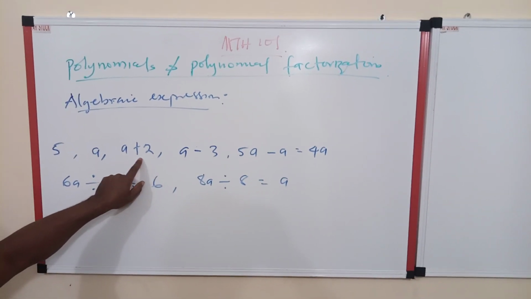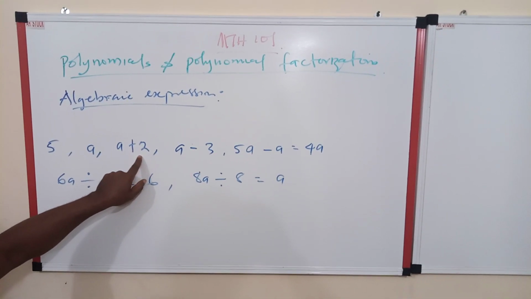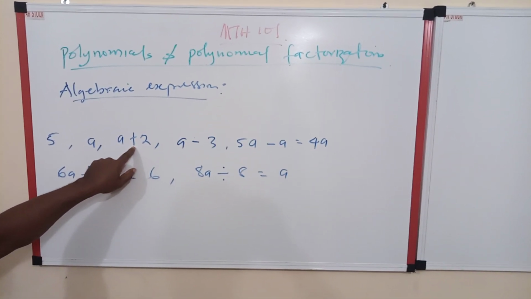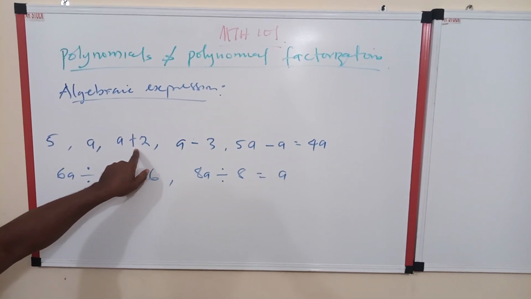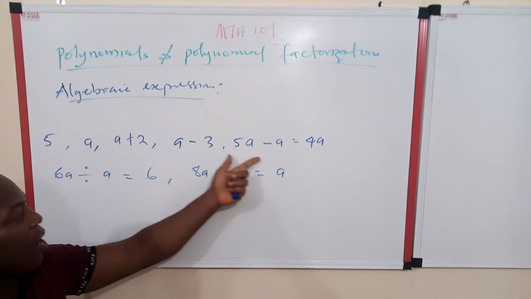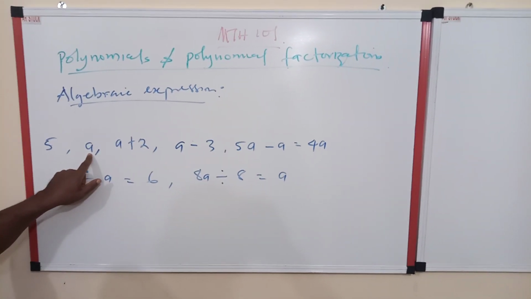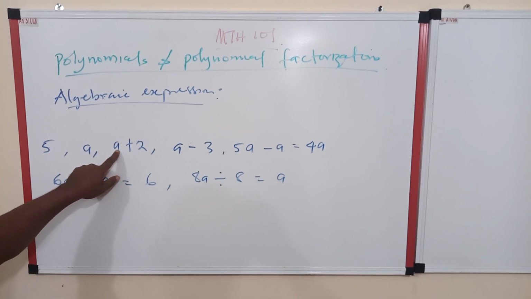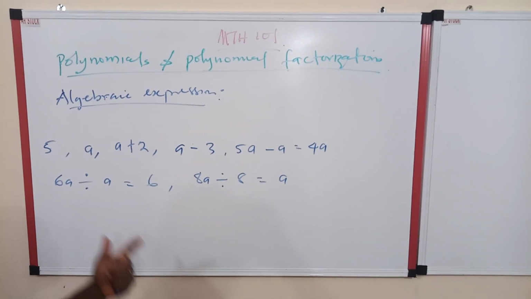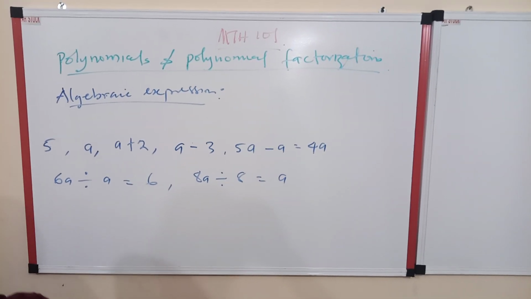Here in this case, we have both the alphabet and a number and an operator in between them, and the operator here is the addition operator. This expression is also an algebraic expression. These are also algebraic expressions. Now, in this case, where we have these unknowns, in some cases we can refer to them as being a constant.